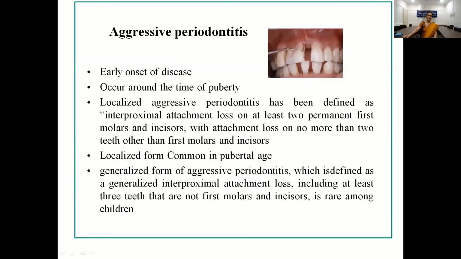Then aggressive periodontitis. Early onset of the disease occurs around the time of puberty. It is interproximal attachment loss on at least two permanent first molars and incisors, with attachment loss on no more than 2 teeth other than first molars and incisors. It is a localized form common in pubertal age. The generalized form of aggressive periodontitis is defined as generalized interproximal attachment loss, including at least 3 teeth that are not first molars and incisors, but it is rare among children.